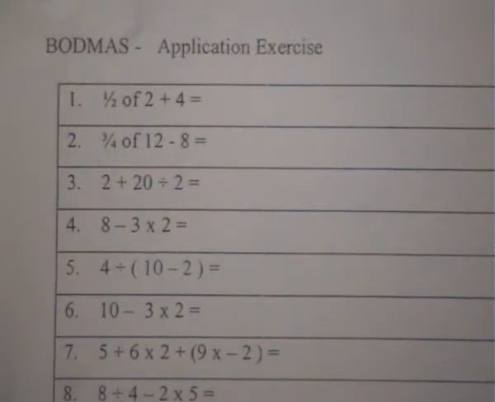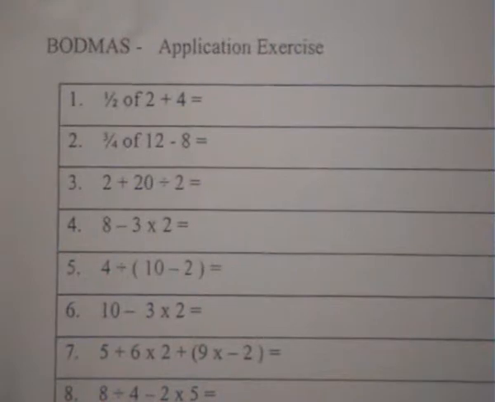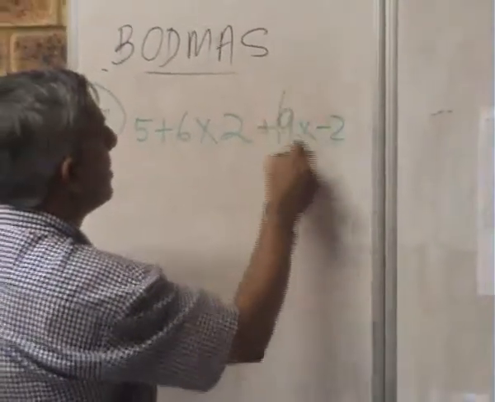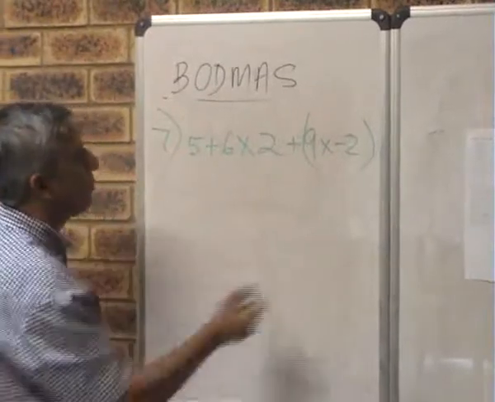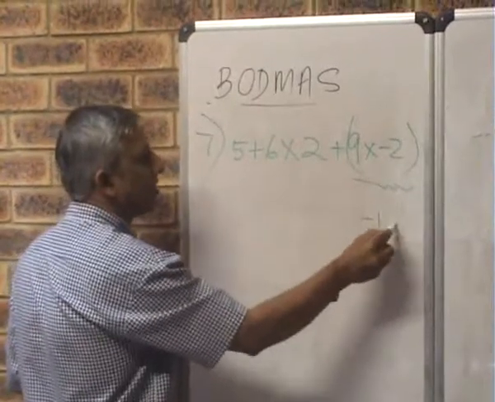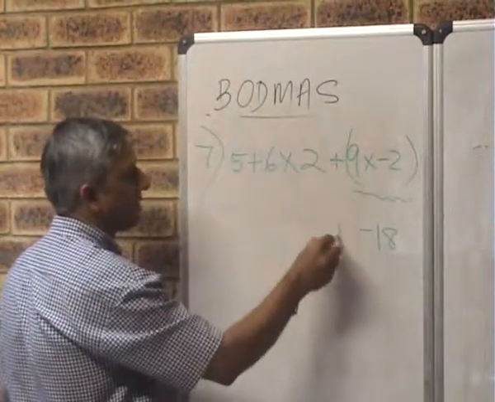According to the rule of BODMAS, we have to do the bracket first. So 9 times minus 2 will give you minus 18. So let me do this one example just to show you how it's done. So you got 5 plus 6 times 2. This is number 7. Plus 9 times minus 2. Okay, so according to the rule of BODMAS, you have to do the brackets first. 9 times minus 2 will give you minus 18. There's your plus sign here.